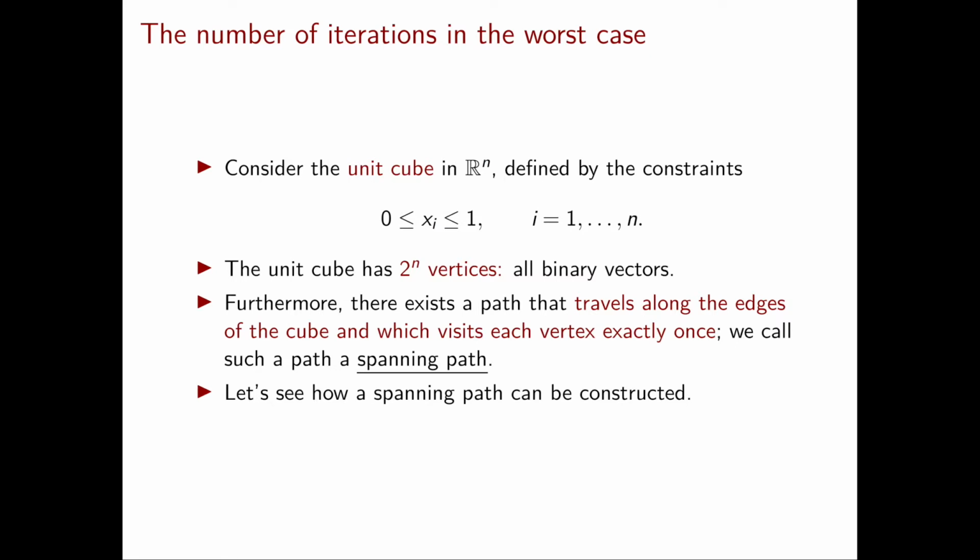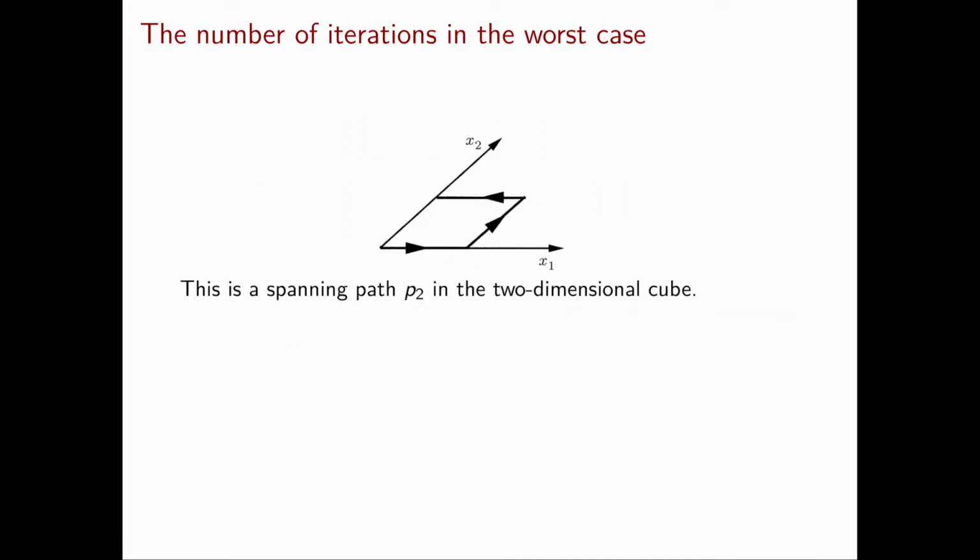It's then trivial to see that the unit cube has 2^n vertices, and these are all the binary vectors. The next thing that I want to show you is that there exists a path along the edges of the cube which visits all the vertices. This path will be called a spanning path. To see how a spanning path can be constructed in any dimension, we will now see a recursive argument.